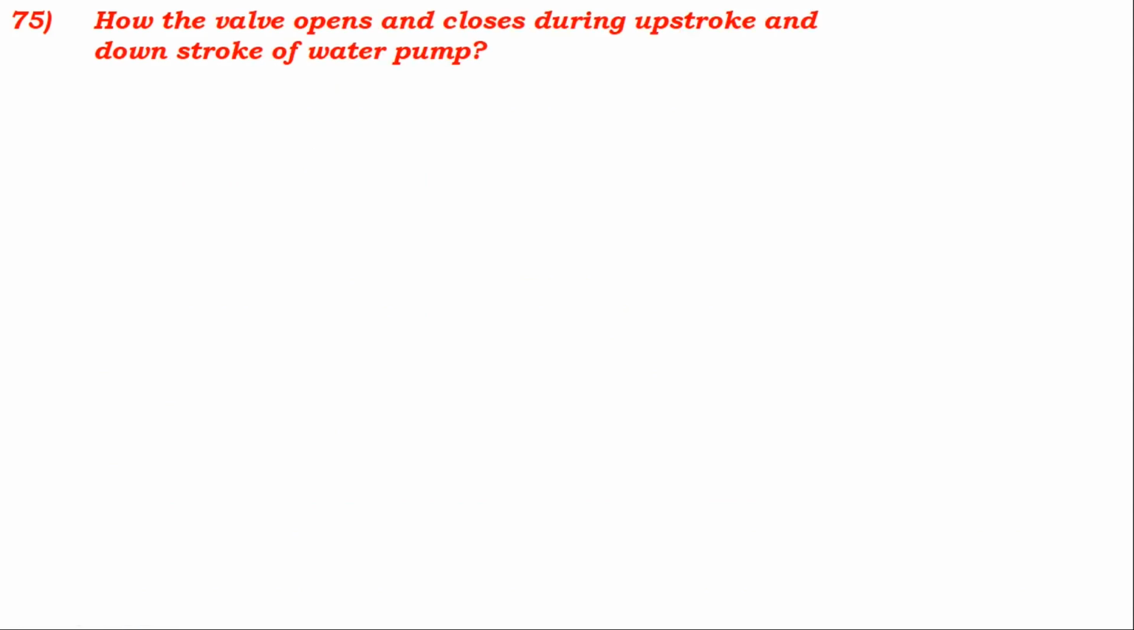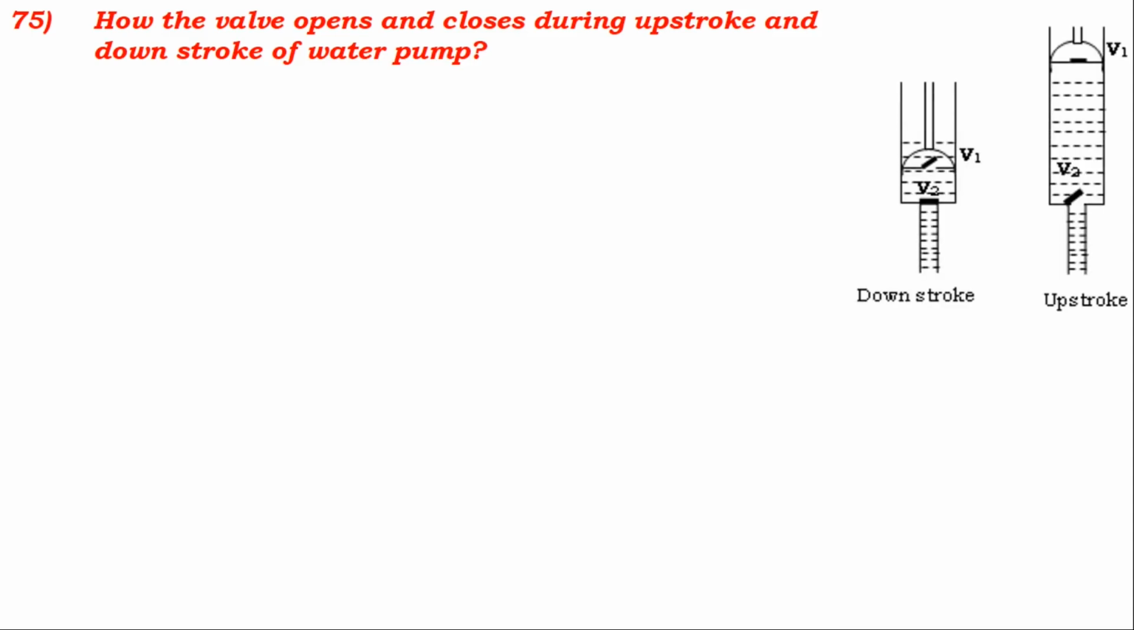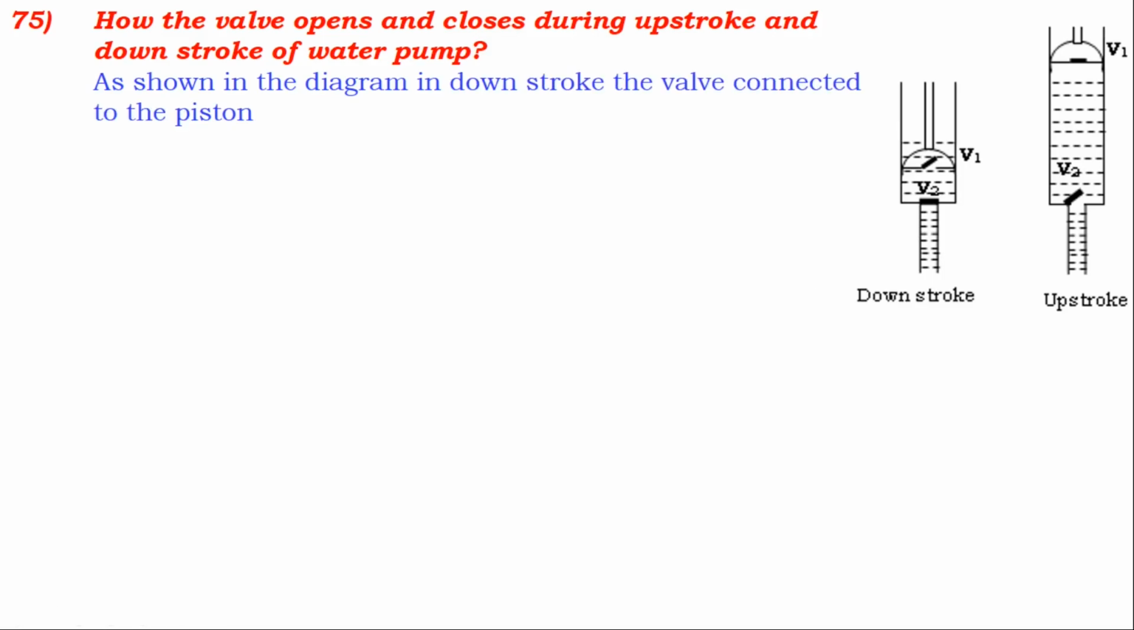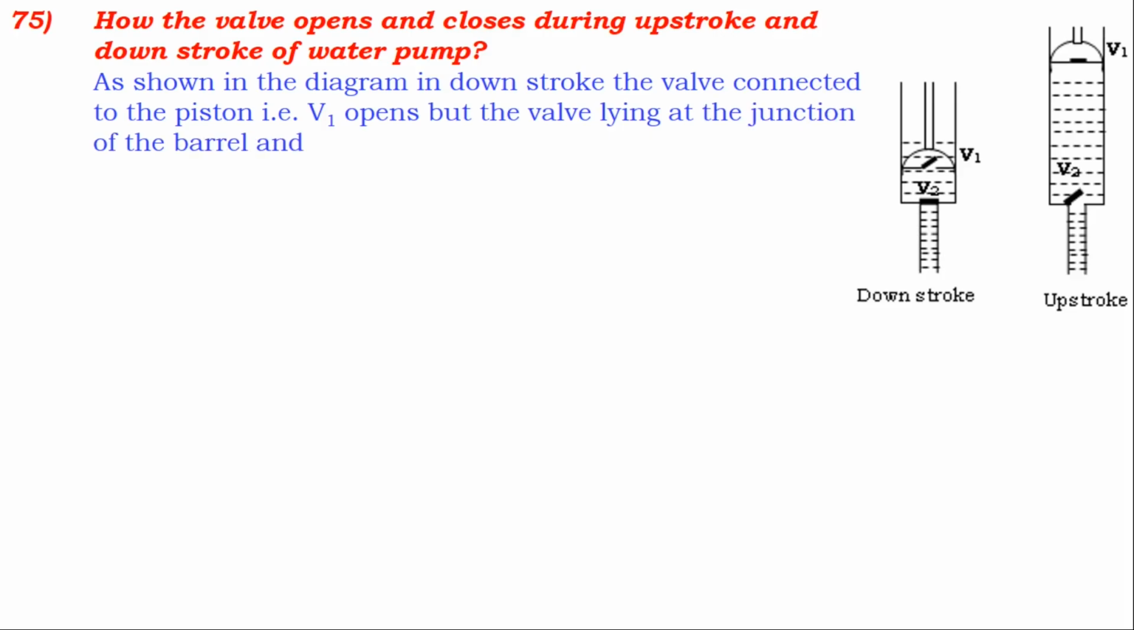Next, how do the valves open and close during upstroke and downstroke of a water pump? Now we have to show it with the water pump. Look at this, here valves are shown. We can explain like this. In downstroke, as shown in the diagram, the valve connected to the piston, that is B1, opens, but the valve lying at the junction of the barrel and underground pipe, that is B2, closes. Here B2 is closed but B1 is open.